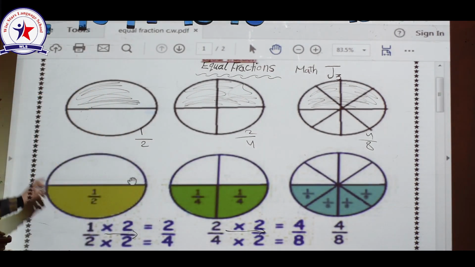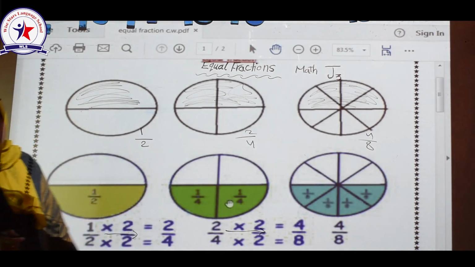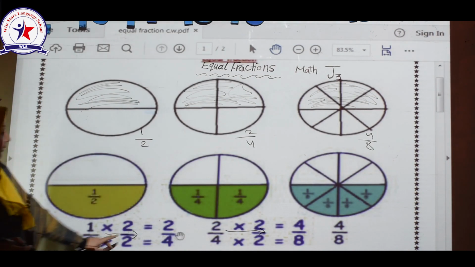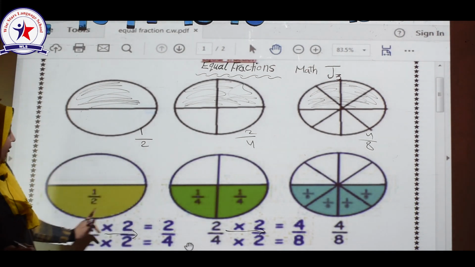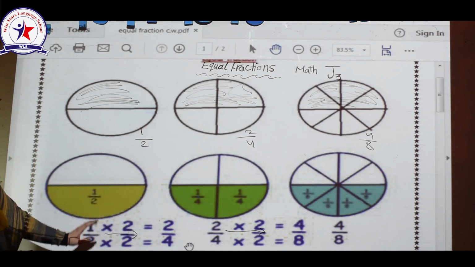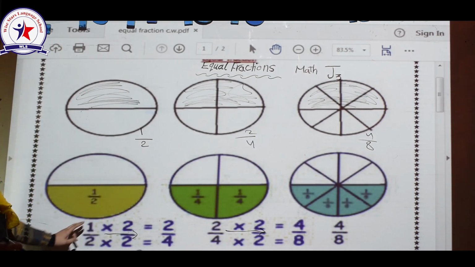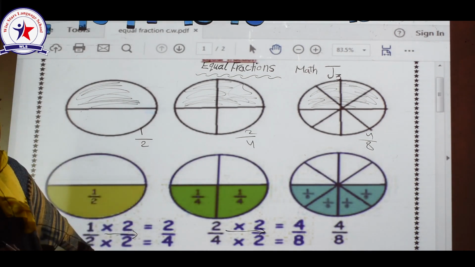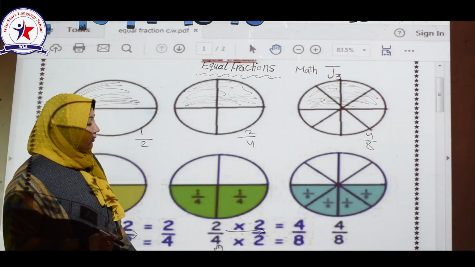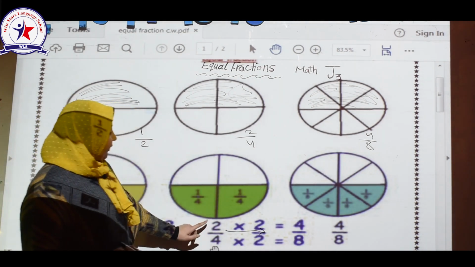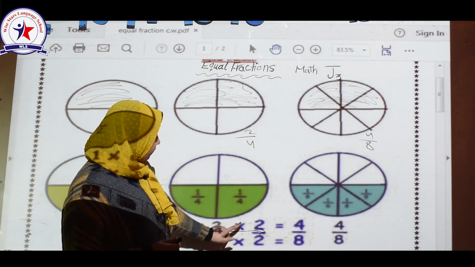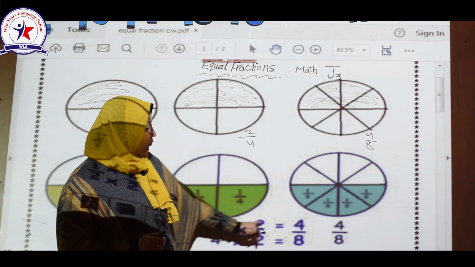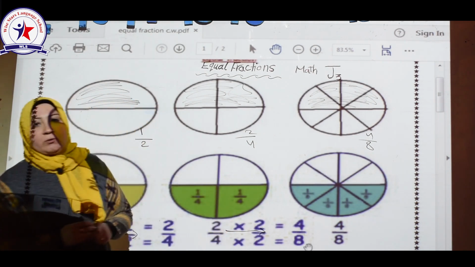Look at the circles down here. I have colored 1 part, and here I have colored 2 parts. So 1 over 2 equals 2 over 4. If I draw an arrow from 1 to 2, 1 times what equals 2? 1 times 2. So put times 2 up and down. 1 times 2 equals 2 and 2 times 2 equals 4. If I draw an arrow again in the second circle, I have 2 over 4 equals 4 over 8. How? If I draw an arrow, put times 2 up and down. 2 times 2 equals 4 and 4 times 2 equals 8.